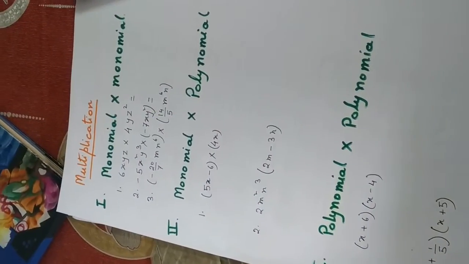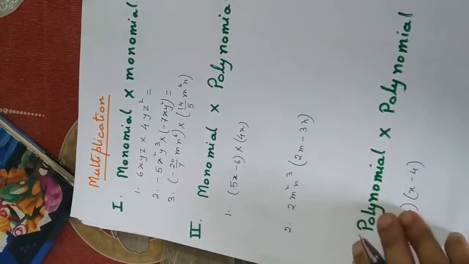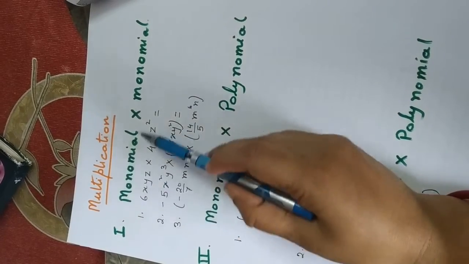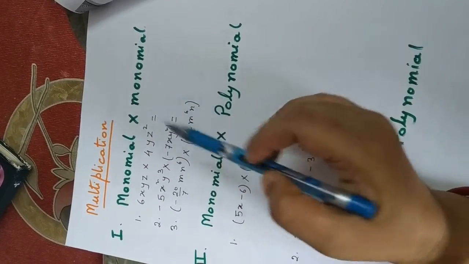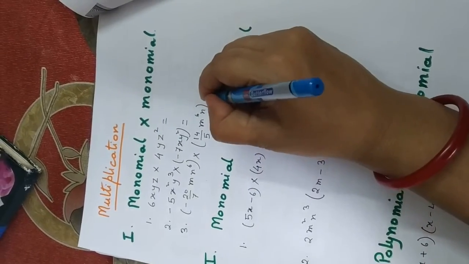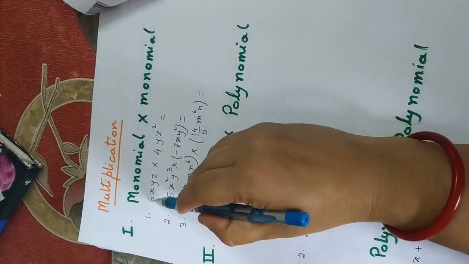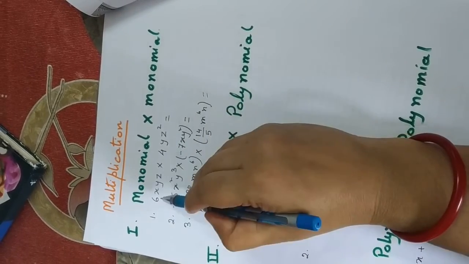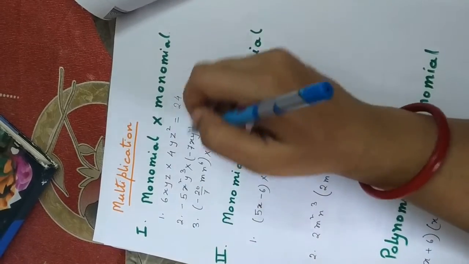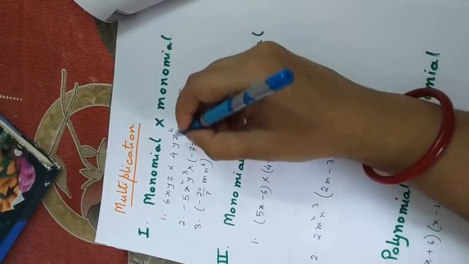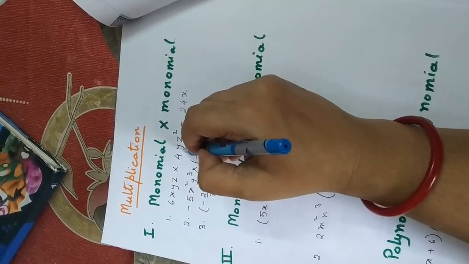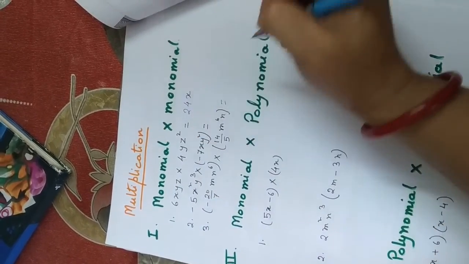Now multiplication. In multiplication, there are three cases. First case, when a monomial is multiplied by another monomial. So in that case, we are writing three examples here. The method to do the multiplication is to multiply the coefficients first. So 6 and 4, 6 fours are 24. Now write down the variables and add the powers. Here the power of x is 1. Here there is no x, so we are writing x only.